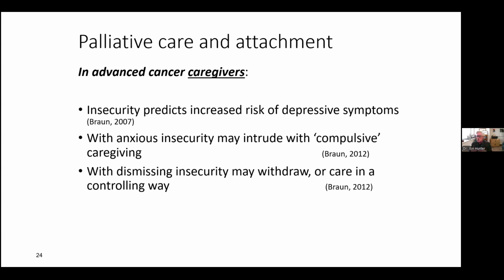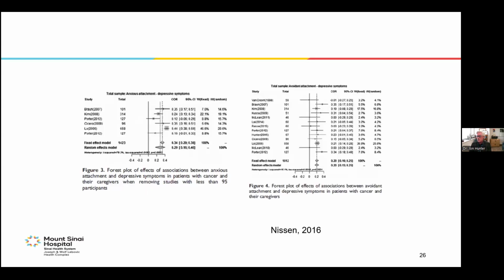Whereas with the dismissing, insecurely attached individual, again, they're driven by their own need to not feel too much distress and to pull away a little bit. So they may not be as available for care of the person that has cancer as the person with the secure attachment style would. This is a bit of a difficult graph. Suffice to say that what it demonstrates is that insecure attachment in cancer patients translates into more depressive symptoms as well.